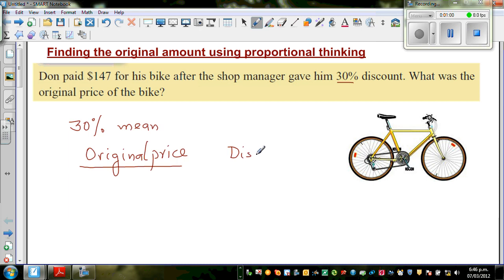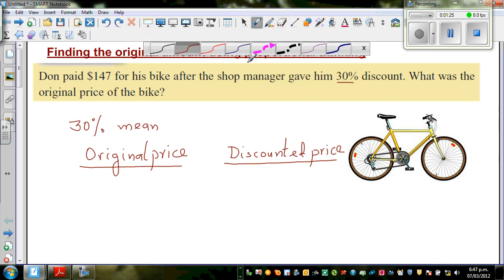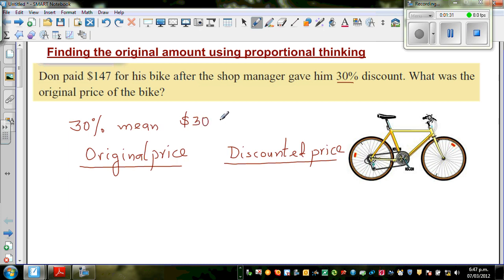As I told you, a discount of 30% means for every $100, you're getting $30 off, or you're taking off $30. Let me write it like this: 30% off means you're taking off $30 for every $100. This concept should be clear. If you understand this, I think the rest is simple.